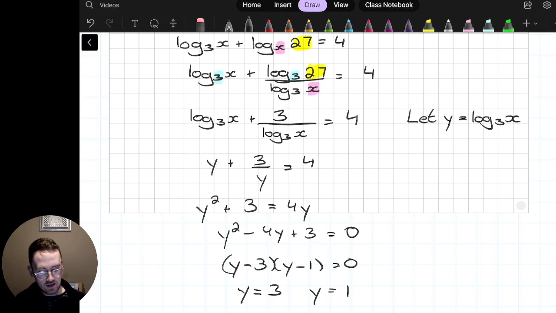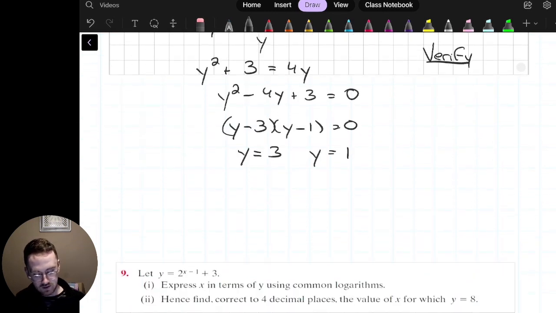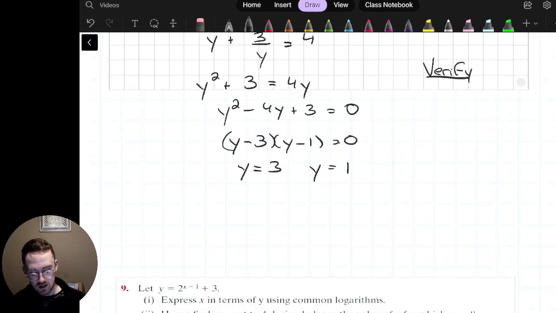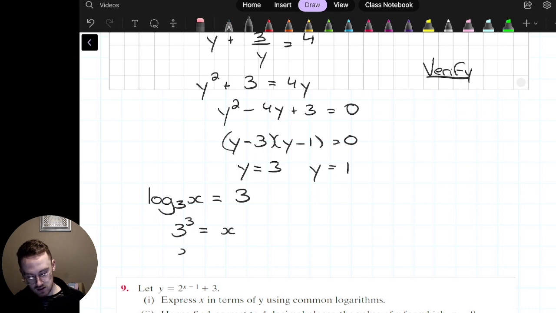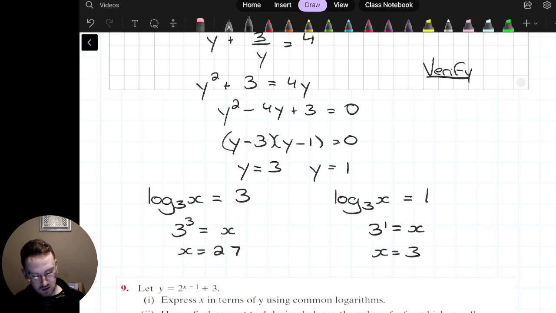The last thing we have to do is verify. Sorry, not verify. First of all, we now know that y is equal to 3, but of course y is log to the base 3 of x. So log to the base 3 of x is equal to 3, which means 3 to the power of 3 is equal to x. So x is 27. And of course, again, we have log to the base 3 of x is equal to 1. 3 to the power of 1 is equal to x. So x is equal to 3.